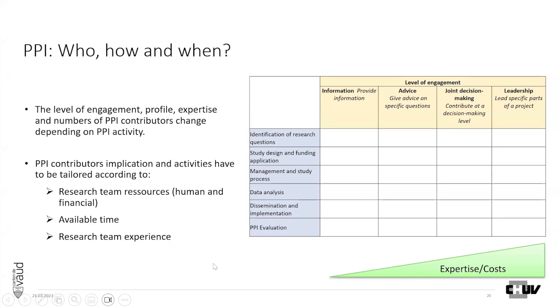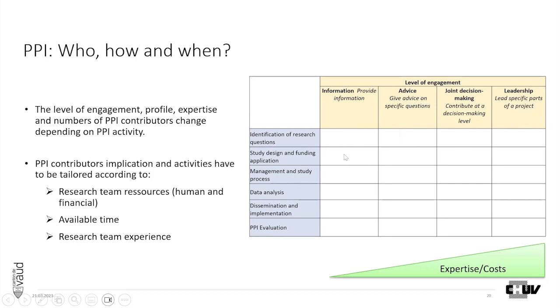Now that you have seen all these examples, you may wonder, okay, who should I involve, how and when? So this really has to be thought about at the beginning of your project. The level of engagement, the profile, the expertise, and the number of PPI contributors change depending on your project and the different PPI activities you plan. You can see here in the table the different steps of your study, from the identification of research questions up to the PPI evaluation, and the different levels of engagement of your PPI contributors, starting from information. So the PPI contributors provide information, they give advice on specific questions related to your project, they contribute at the decision-making level, or finally, they lead specific parts of your project. So you can really see that the level of engagement increases all along those different steps.